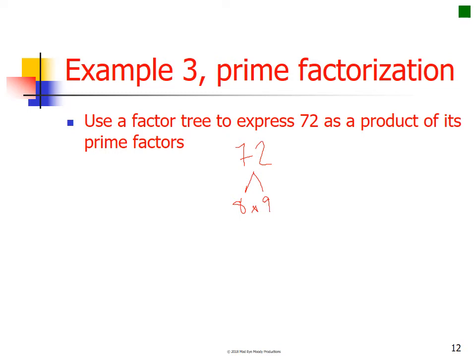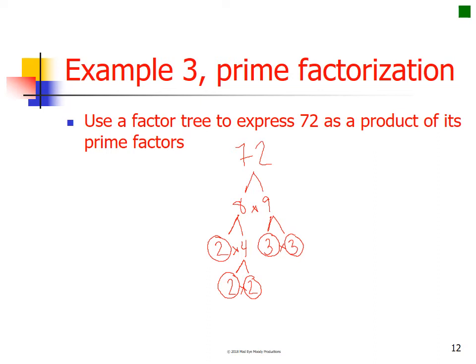Now 8 is not a prime number. It has more than 2 factors. So I need to rewrite this as a product of its factors. And 2 is prime, but 4 is not. So I need to write 4 as a product of its factors. And 2 is prime, so I then am done with this side. 9 is not prime either, so I need to rewrite 9 as the product of its factors, and 3 is prime. So I now have no more composite numbers.